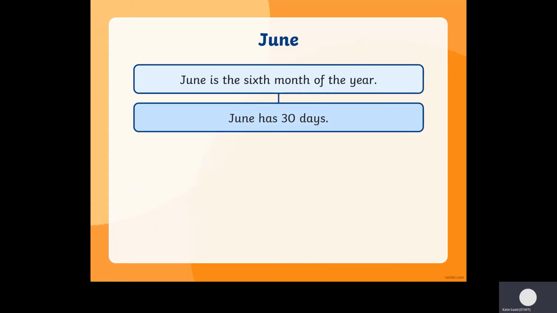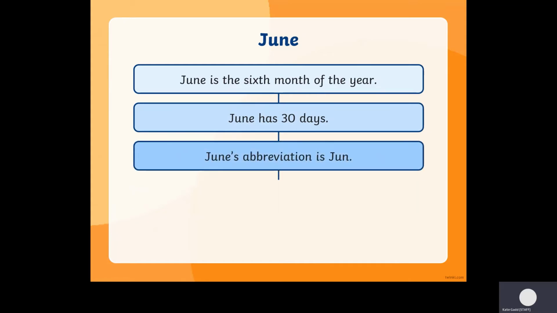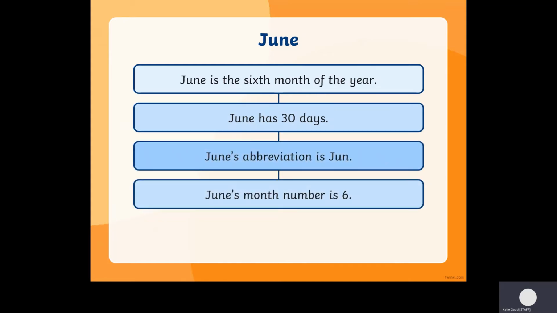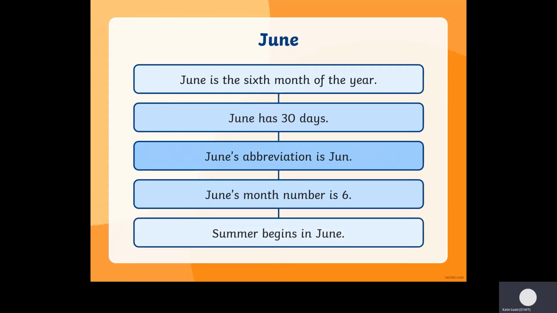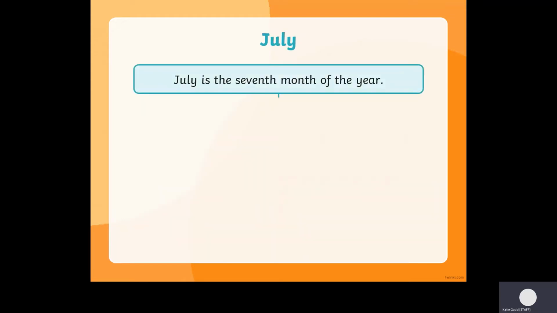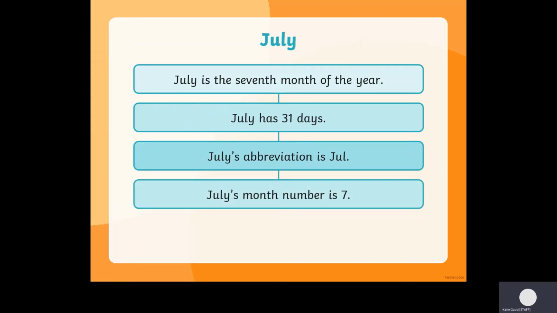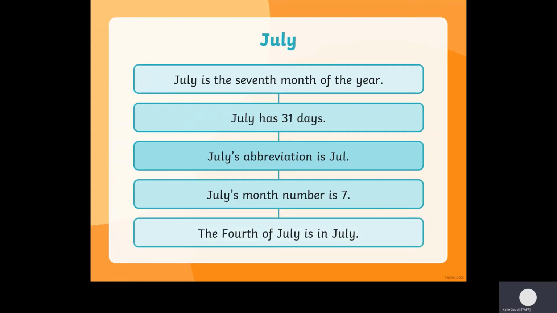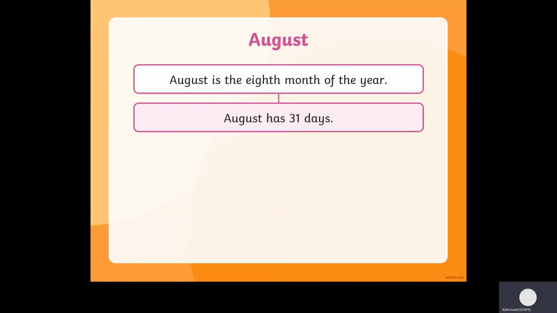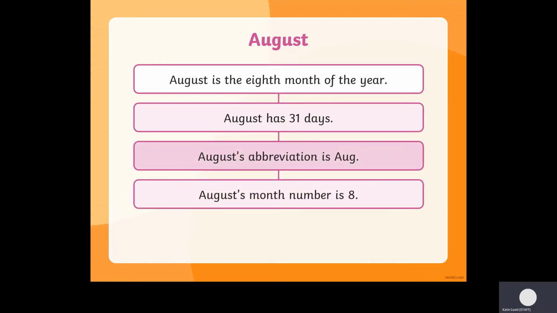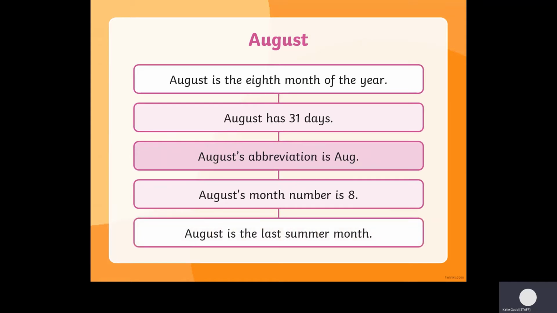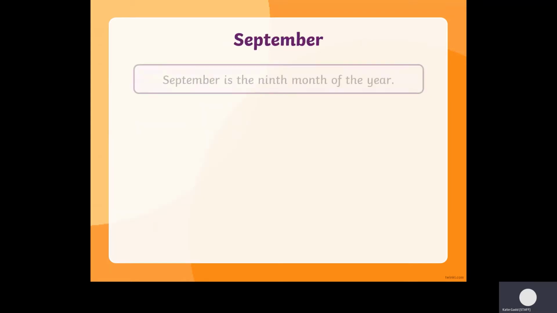June, the sixth month of the year, has 30 days, can be abbreviated to JUN. The month number is 6, and summer begins in June. July, the seventh month of the year, has 31 days, can be abbreviated to JUL. The month number is 7, and the 4th of July is celebrated in the United States in July. August, the 8th month of the year, has 31 days, can be abbreviated to AUG. The month number is 8, and it is the last summer month.